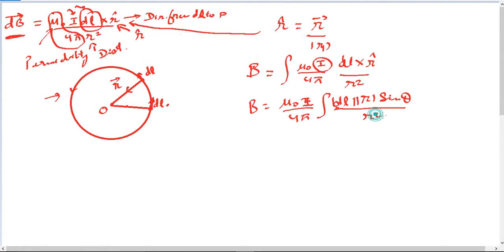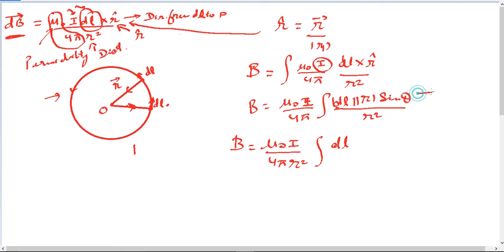over r squared. Now what is r squared? R will also remain constant. Since it is the radius, it doesn't matter where I take the radius, it will remain constant. So I can even take r squared out of the integral symbol. So what I get now is B is equal to mu naught I over 4 pi r squared integral of dl. And then r is just 1, so I'm not going to write it.